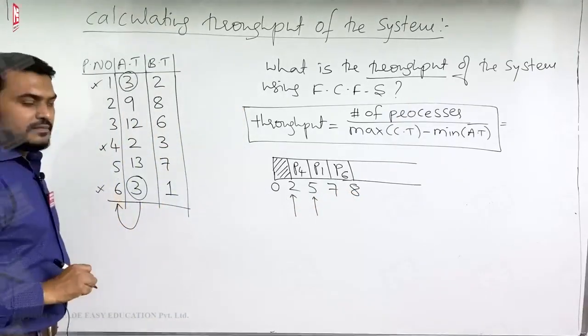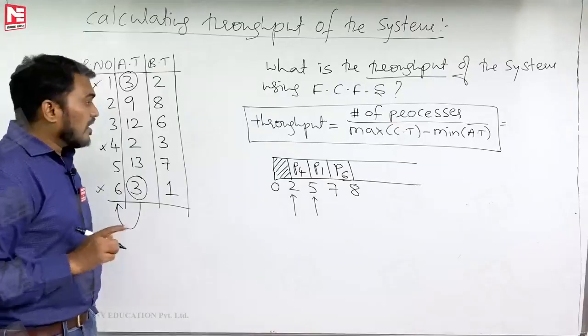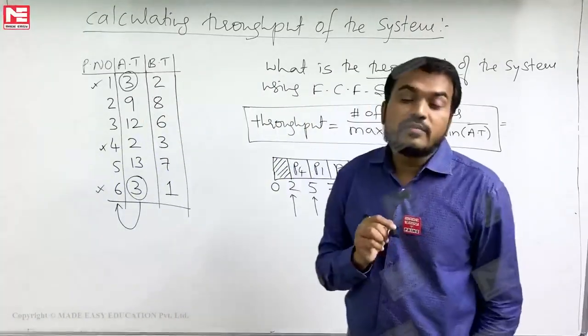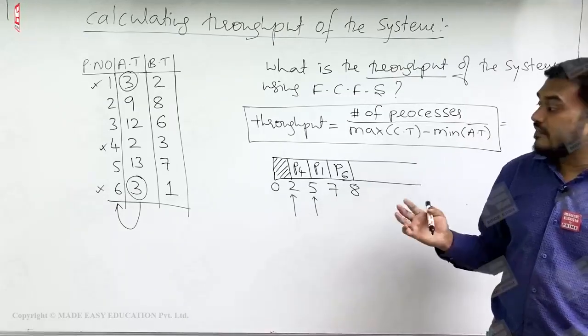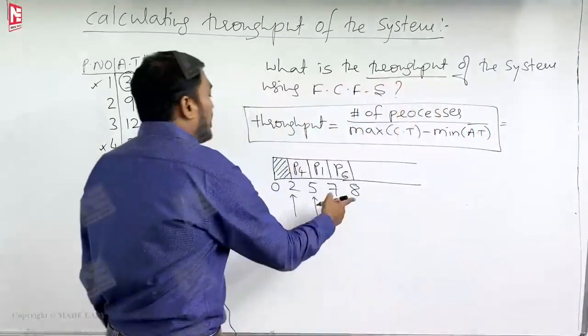Now P6 completed. Now listen here, some people are okay, some people are still doing the mistake. Okay, somebody is still doing the mistake in FCFS. Look, the present time is 8.